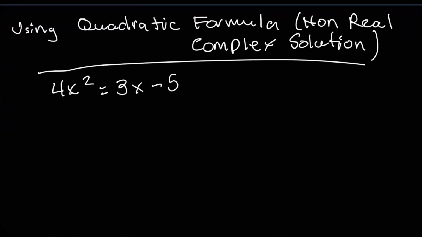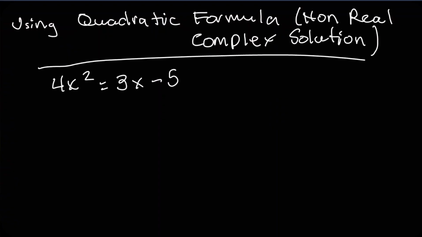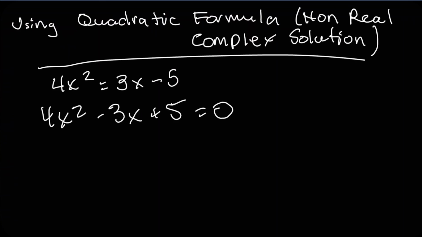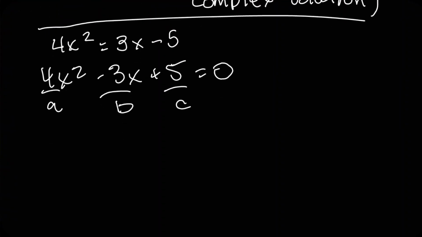Alright, now let's use the quadratic formula for a non-real complex solution. So 4x squared is equal to 3x minus 5. Let's go ahead and get everything over to one side so that it's easy to plug into our formula. So 4x squared minus 3x plus 5 is equal to 0. And now we have our a, our b, and our c that we can plug into our quadratic formula.